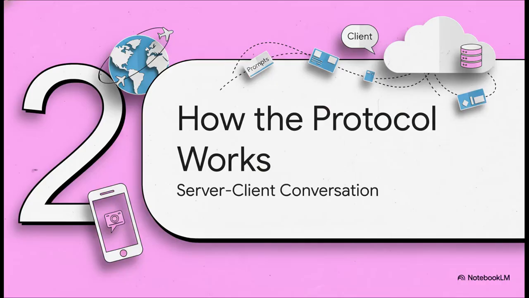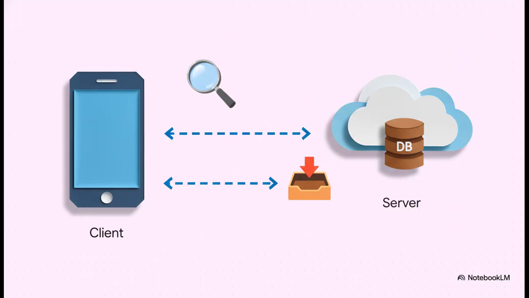So how does this all work under the hood? How does an application like your travel app actually discover and use these prompts? Well, it all comes down to a really simple conversation between what we call the client, that's your app, and the AI server that it's talking to. It's honestly just a straightforward two-step dance.